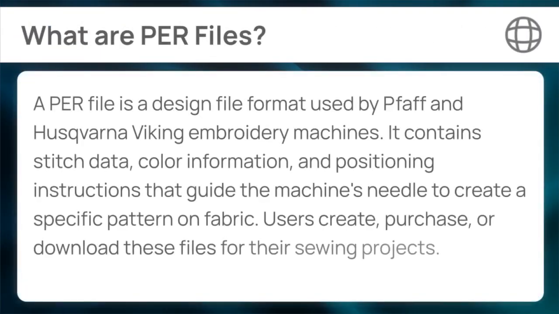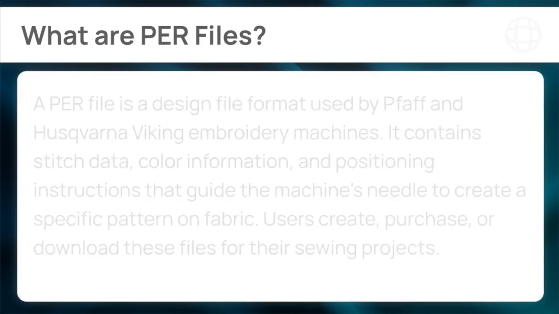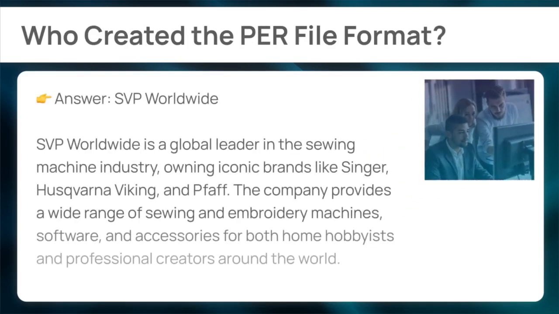A PER file is a design file format used by Pfaff and Husqvarna Viking embroidery machines. It contains stitch data, color information, and positioning instructions that guide the machine's needle to create a specific pattern on fabric. Users create, purchase, or download these files for their sewing projects.